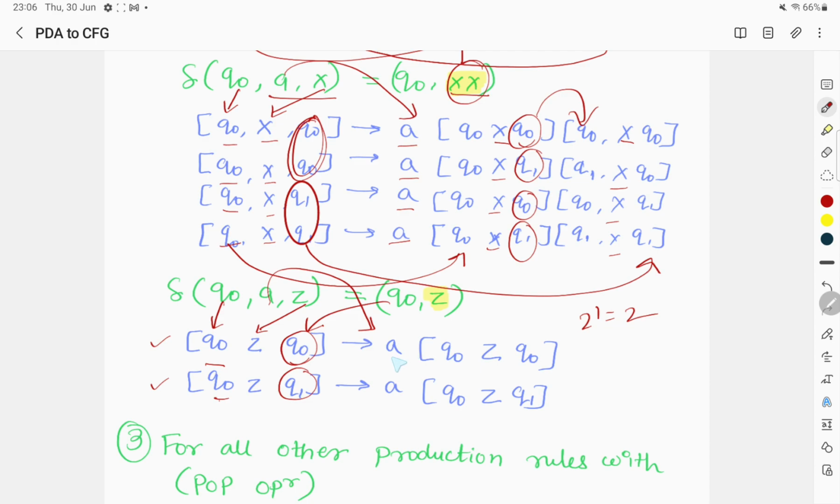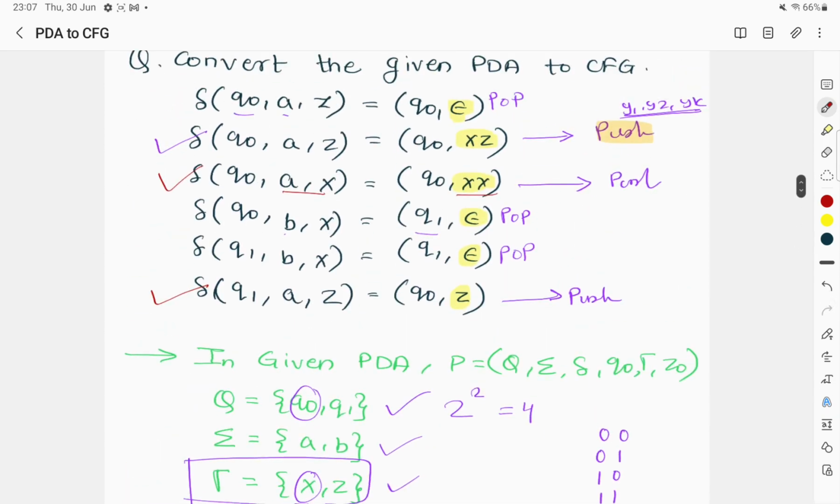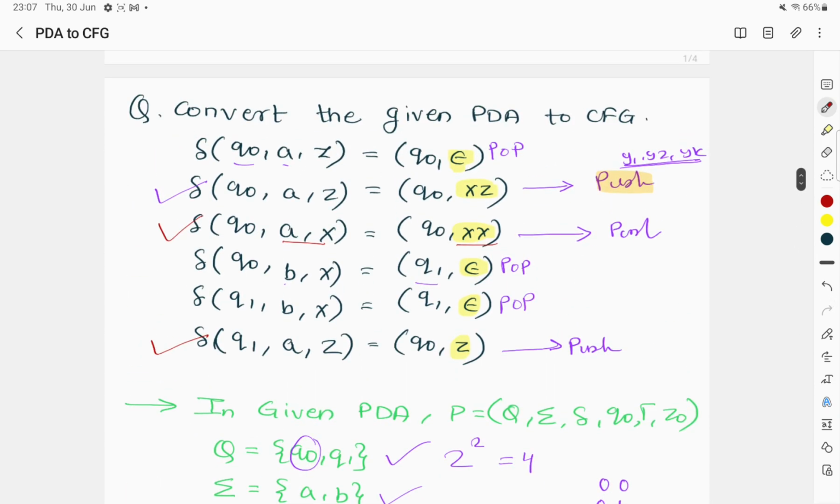So I am writing here A and then ZZ in between. So it is just Q0 and Q1. So start is same and end is same. That's it. So now I have done with all the push operations that were given here. Now I'll try with the pop operation.